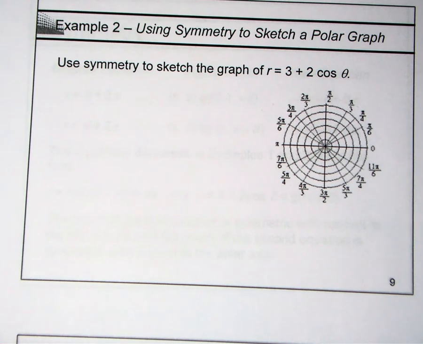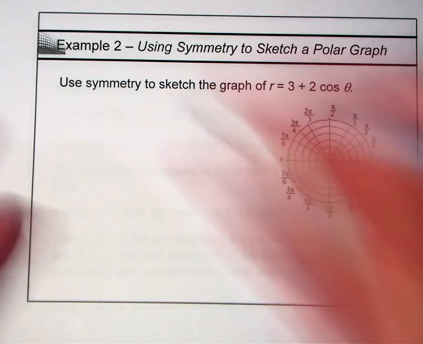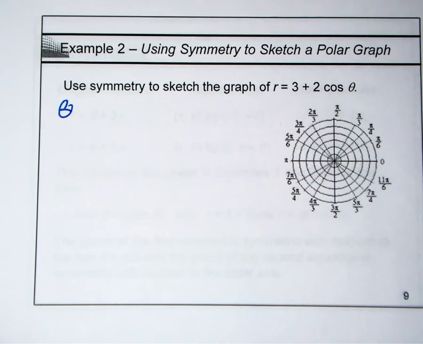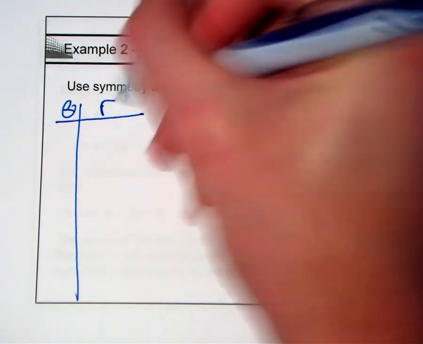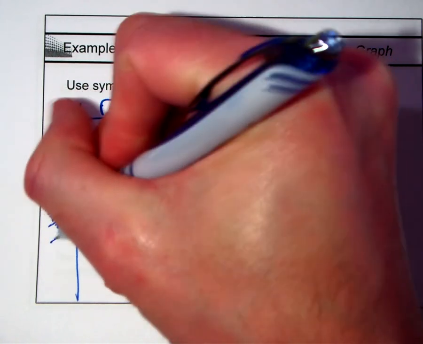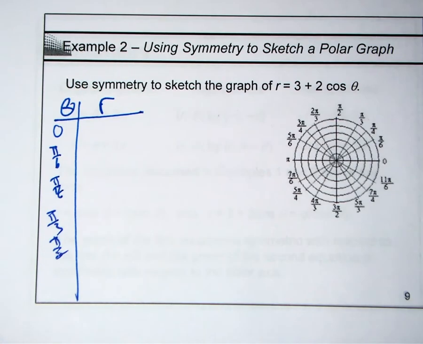Okay? Like I said, I would strongly suggest a little overkill and hit all of those lines as we go here. So I'm going to hit 0, pi over 6, pi over 4, pi over 3, pi over 2.